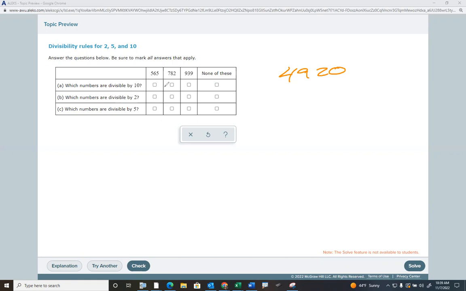So which numbers are divisible by 10? Well, this doesn't end in a 0. So nope. Doesn't end in a 0. Nope. Doesn't end in a 0. Nope. So I'm going to say none of these.